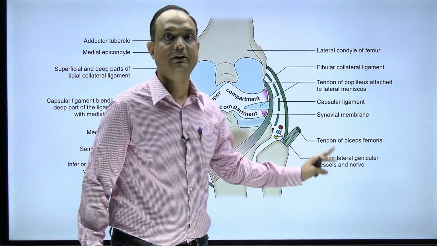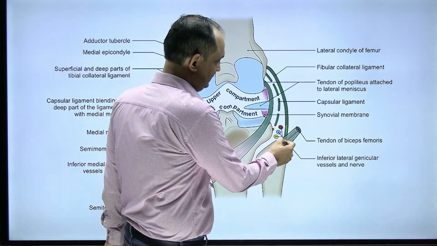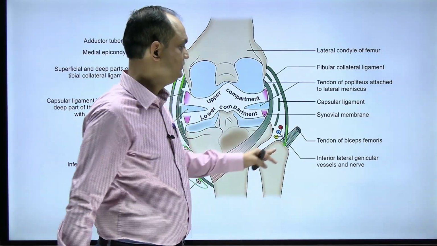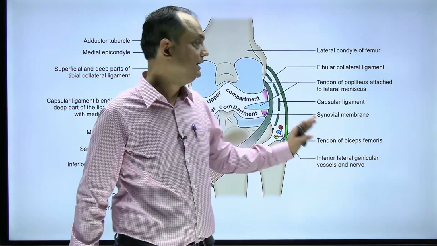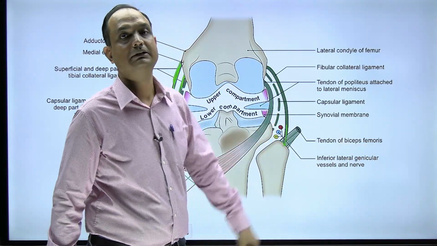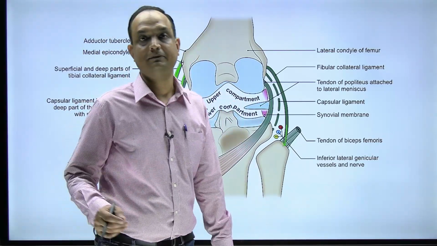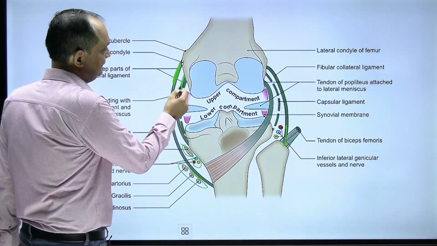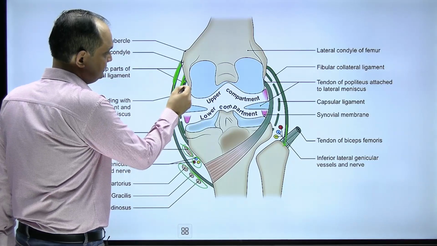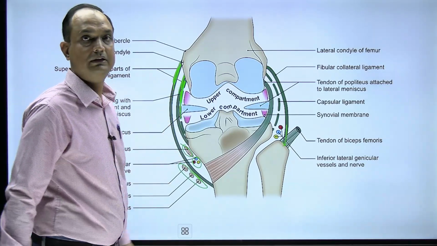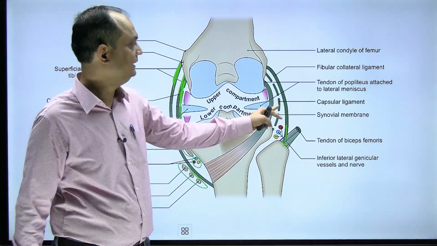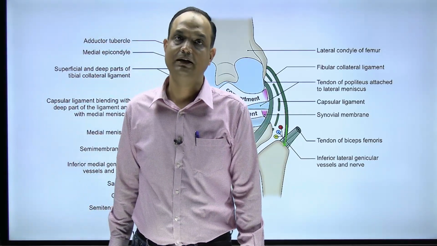On the lateral side, when you see this attachment of the fibular collateral, it is overlaid by the biceps femoris. Deep to this, you will have the lateral inferior genicular nerve and vessels. Apart from that, the important thing is that there is a close adherence of this capsule with the deep part, where you don't have any adherence on the lateral side.